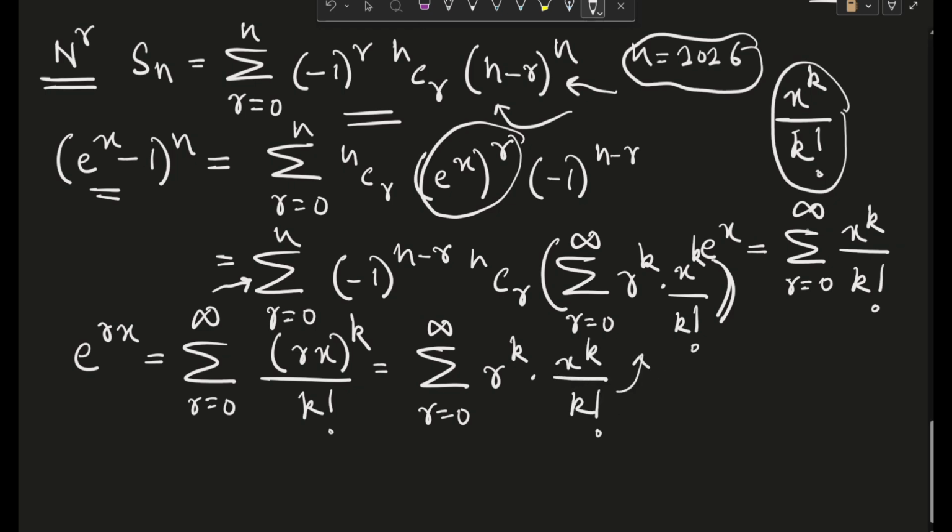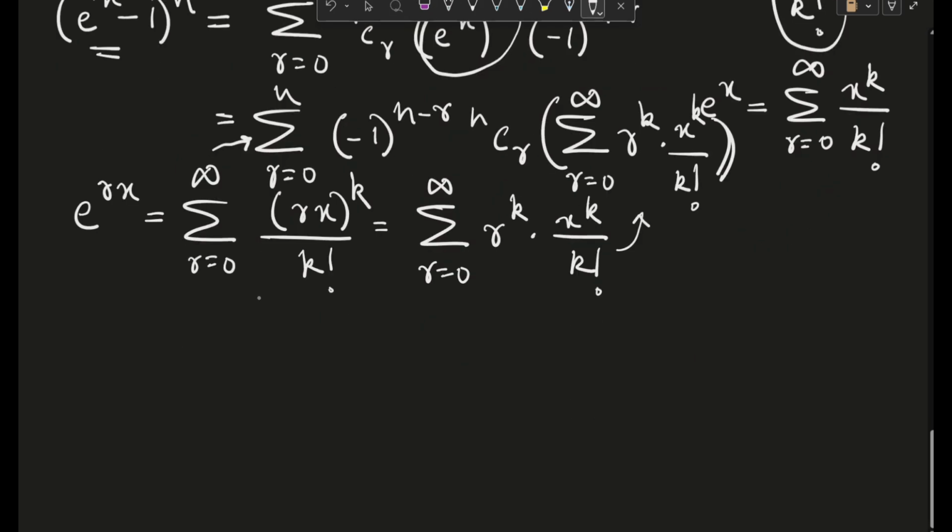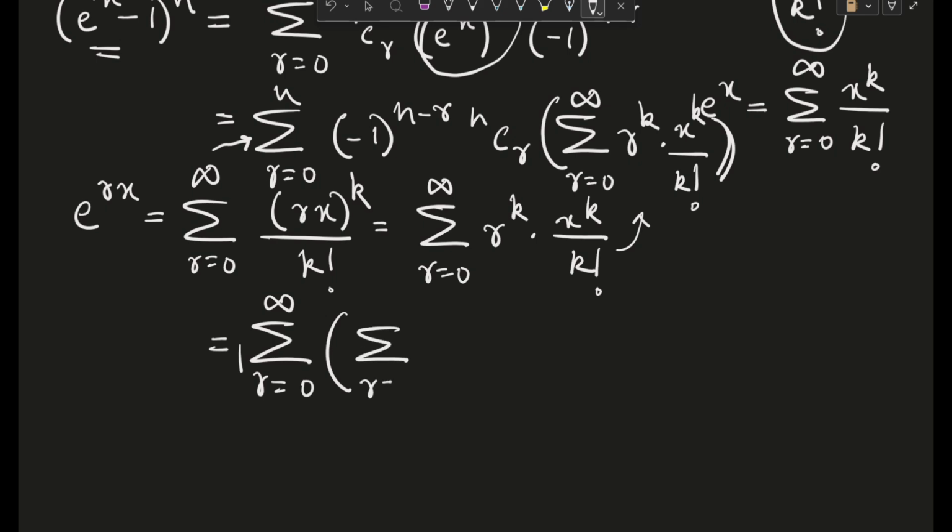So I will change the page, I have no space here. Let's rearrange this thing. I am bringing the sigma infinity outside. If you have studied the properties of sigma, you know that the infinity sigma can always be brought to the exterior part; the outermost sigma can be tending to infinity. Sigma r equals 0 to n, minus 1 power of n minus r nCr r power k, and outside I am keeping x power k by k factorial.